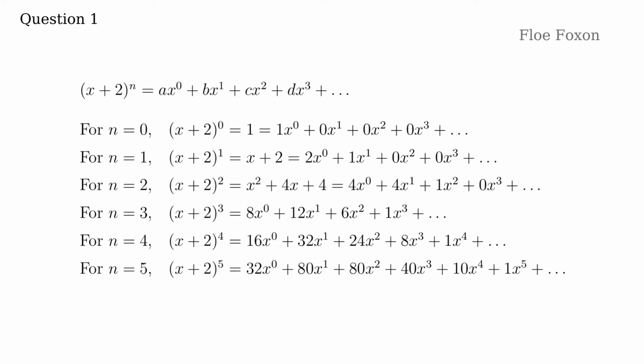For n equals 5, we have (x + 2)^5 is 32 times x to the 0, plus 80 times x to the 1, plus 80 times x squared, plus 40 times x cubed, plus 10 times x to the 4, plus 1 times x to the 5, and so on. And what this tells us is that a 5-dimensional cube, also known as a hypercube, or more simply just a 5-cube, has 32 vertices, 80 edges, 80 faces, a whopping 40 solids, 10 hypersolids, and 1 hypersolid.